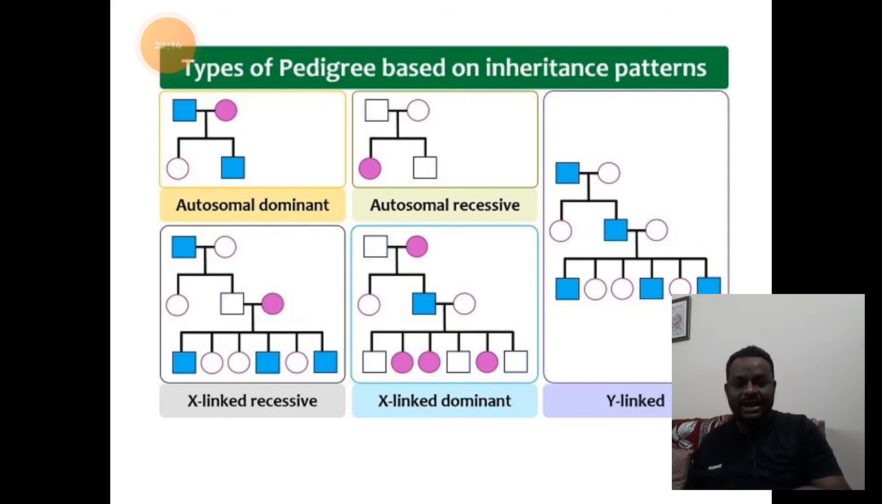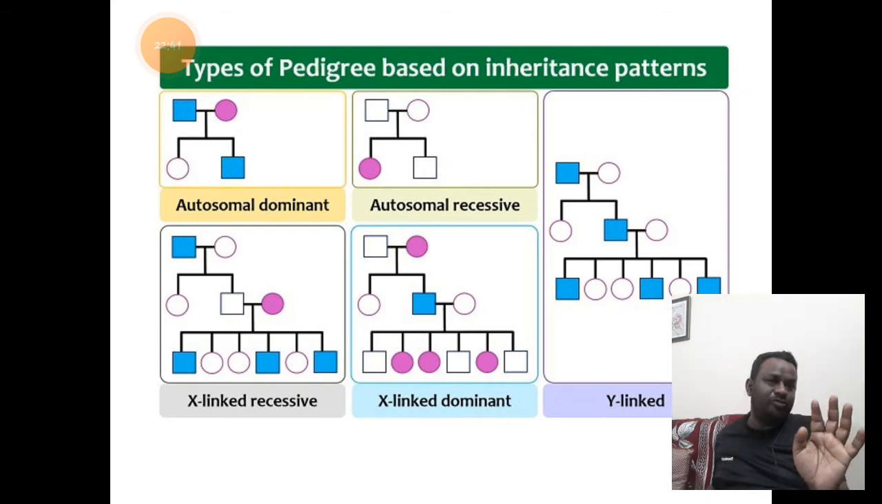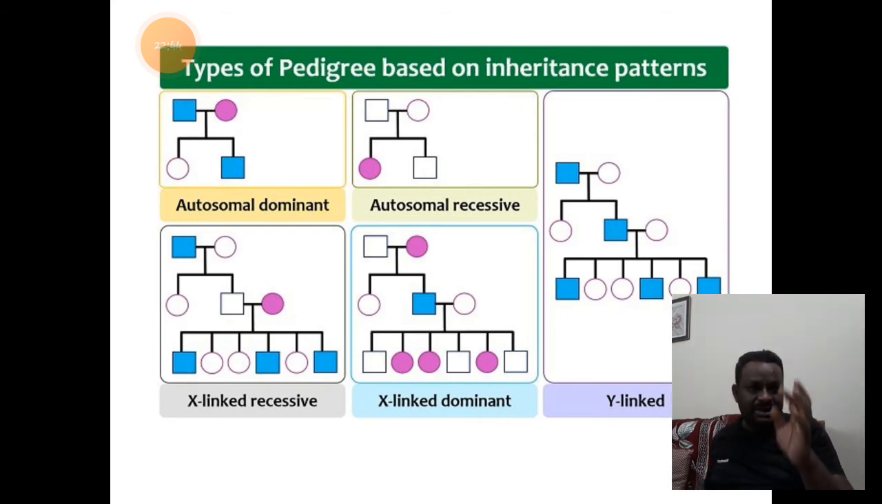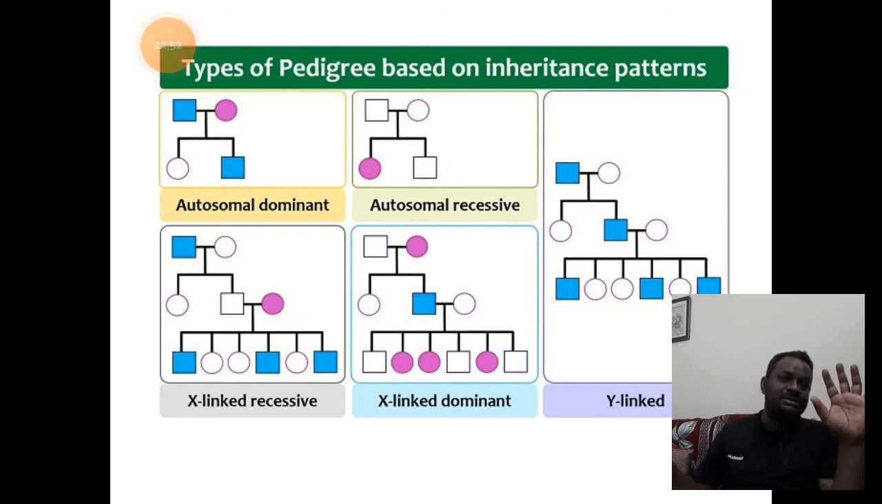Students, after understanding the concept of pedigree definition, then pedigree symbols used, next we shall understand the types of pedigree. When we look at the pedigree types, we have majorly 5 different types of pedigree inheritance patterns. Majorly we have 2 types, autosomal and allosomal.